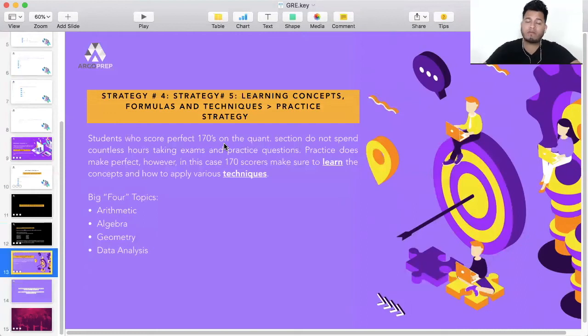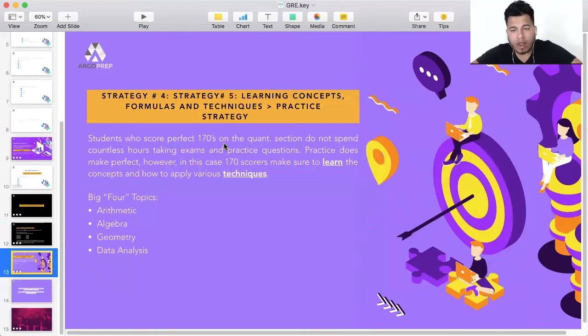And I know a bunch of people in real life that do this. What they do is they just practice. They say practice test, practice. They just practice. What they fail to do is to identify their weak areas and learn those concepts. So that's what I mean. If you analyze the students who are in the 99th percentile, the students who score a perfect 170, what they tell you is learn concepts, formulas, and techniques. Spend a greater time on that rather than practicing.